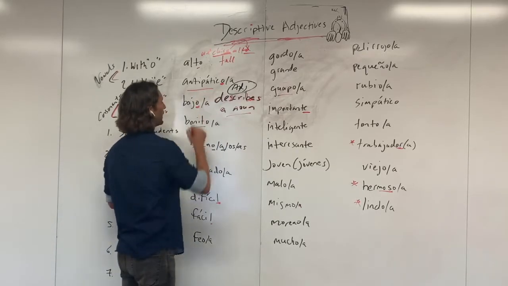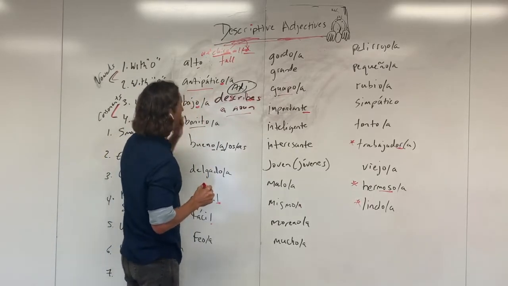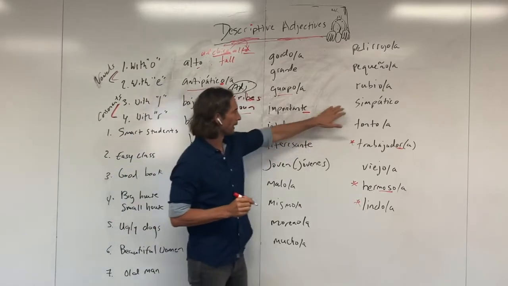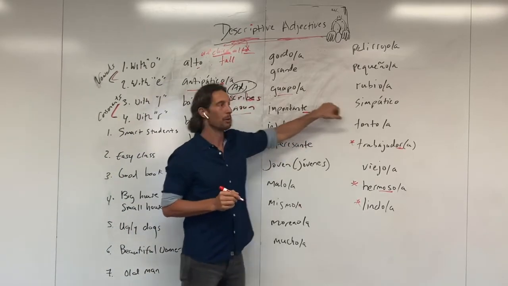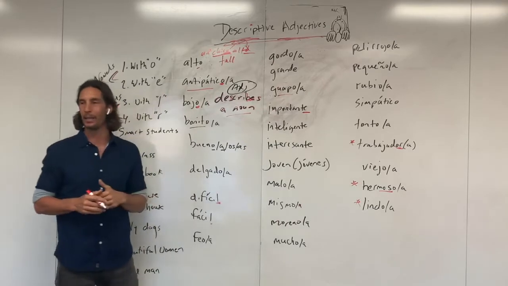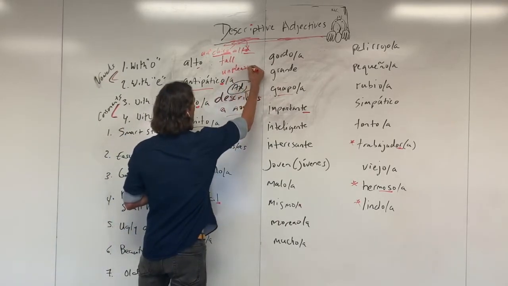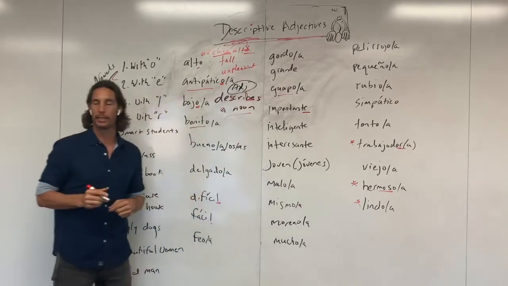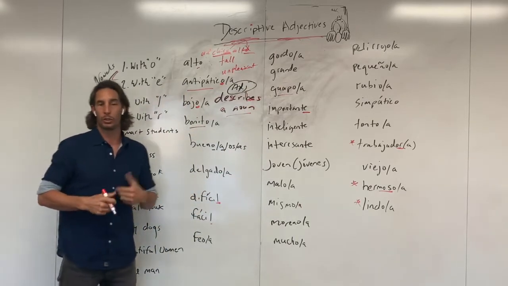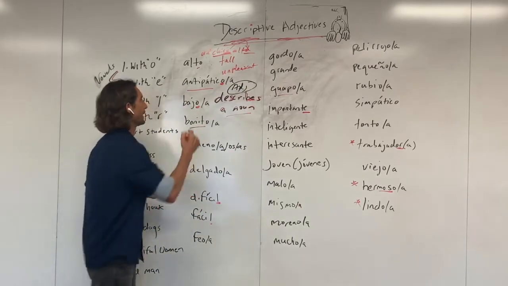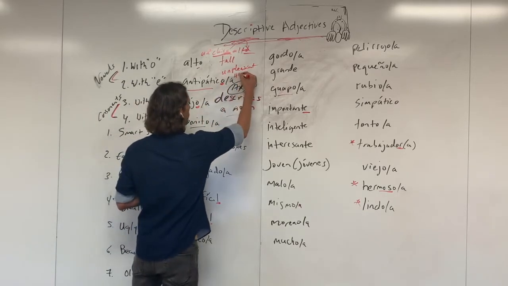You have antipático here, and then over here simpático, which means nice. So a person who is antipático is not a very pleasant person. So we'll put unpleasant as its translation. We could say una persona antipática, so we'll give that example.